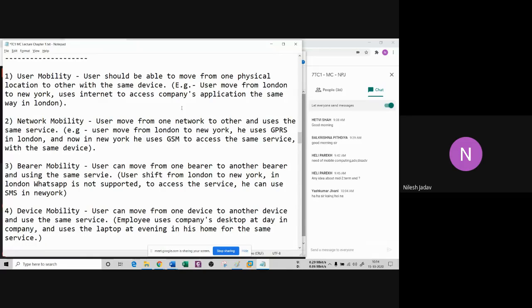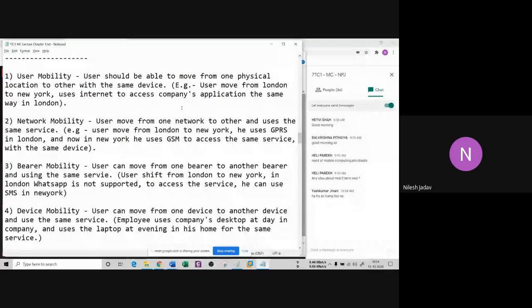Here is the example: a user moves from London to New York, uses GPRS in London. Now in New York, uses GSM to access the same service with the same device, right? So you can change the network according to the location, but using the same service, right?